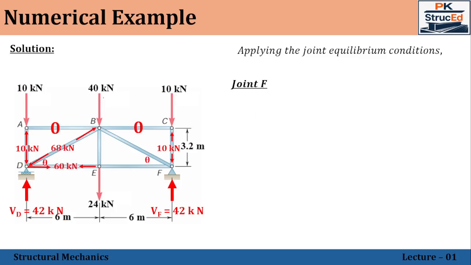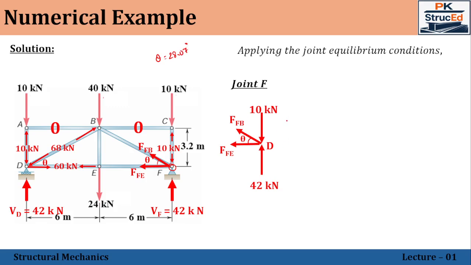Right. Next, we shall move with the joint F. This is the joint we are considering. Again, similar to the joint D, we can assume the forces which are acting away from the joint, that is in tension. And now the force has been taken. Right. Again, the angle remains the same. Theta is equal to 28.07 degrees.